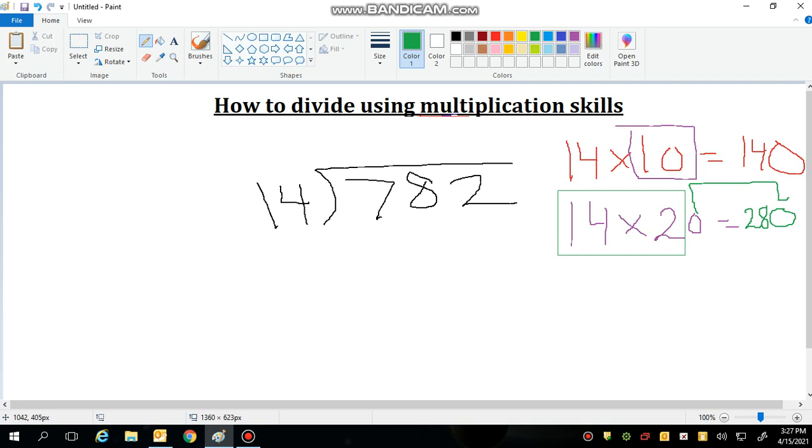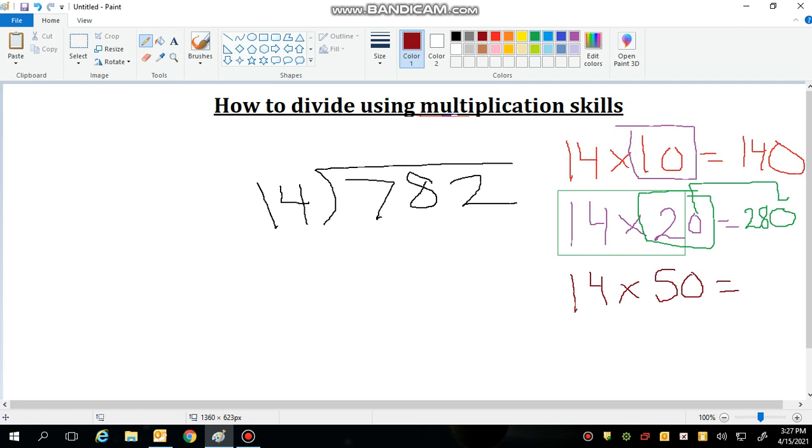Not bad, but 280 is way too small. We're still very far away from 782. That means 20 is not big enough. We've got to try a bigger number. Let's try, how about 14 times 50? 50 is a big number. Let's give that a shot.